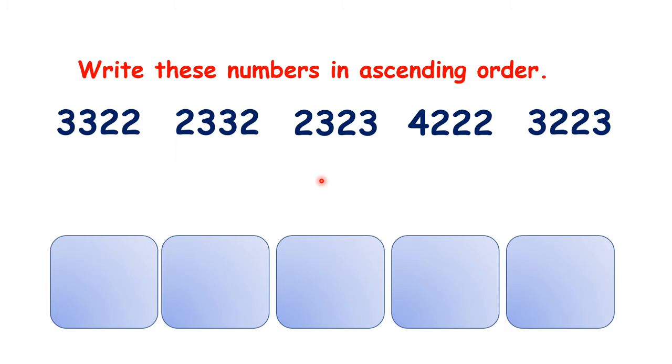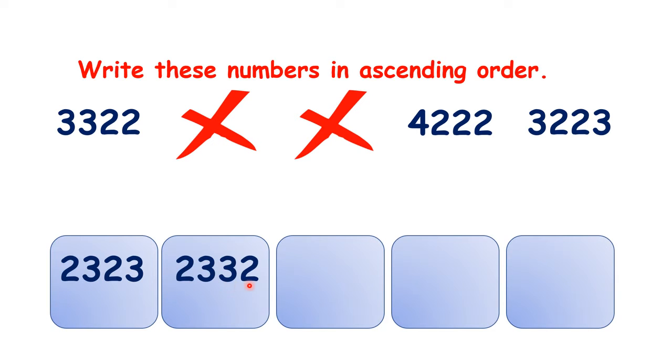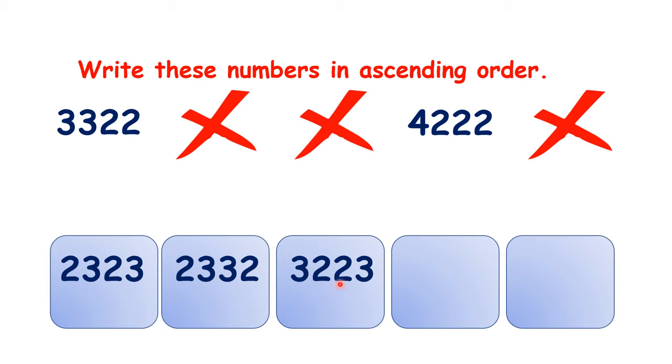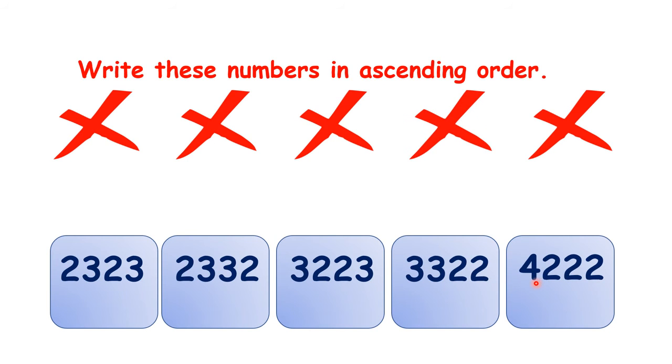Now pause the video again and see if you can sort these numbers from smallest to largest. You should have got 2,323 as the smallest, then 2,332, then 3,223, then 3,333, 322, and then the largest number, 4,222.